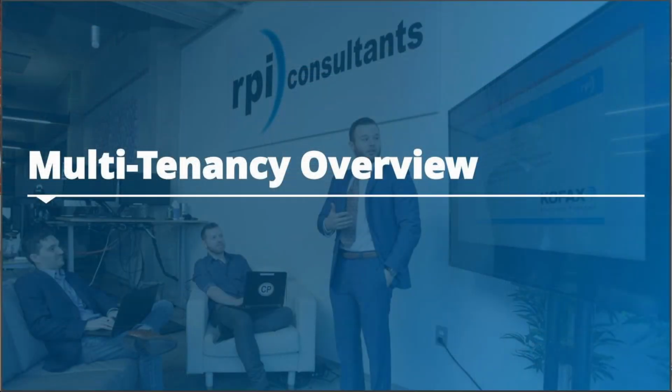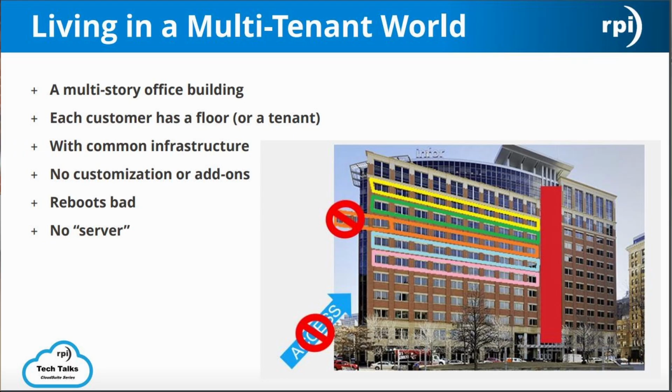So we'll get into multi-tenancy. Many of you folks have probably seen this picture before from Infor. It's a good practical analogy to how a multi-tenant environment is architected. As you can see here in the picture, each customer has a floor or a tenant in a multi-story office building, and all the customers share common infrastructure. In the building, they share the same elevator system, power, heat, air conditioning, and so on. So as in a multi-tenant environment, everyone is sharing the infrastructure, OS, database, and application resources.